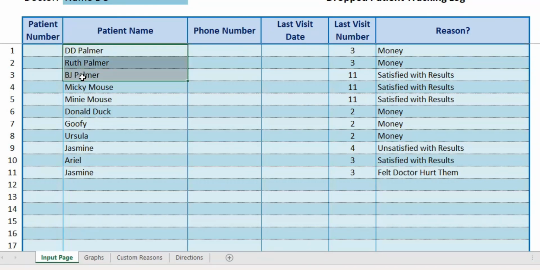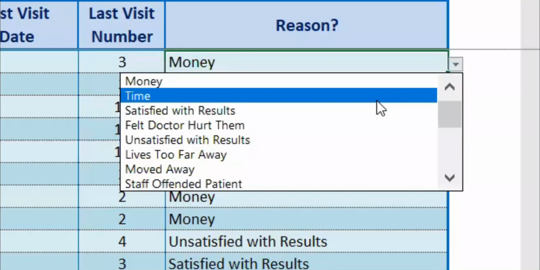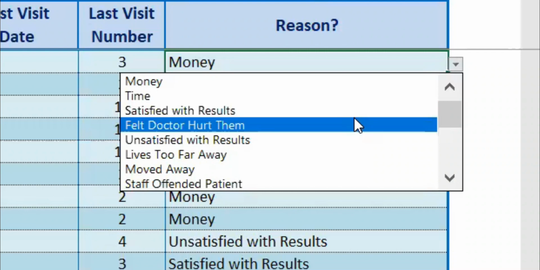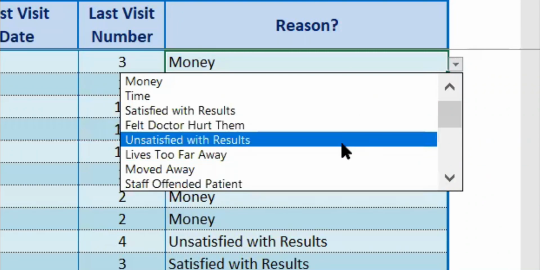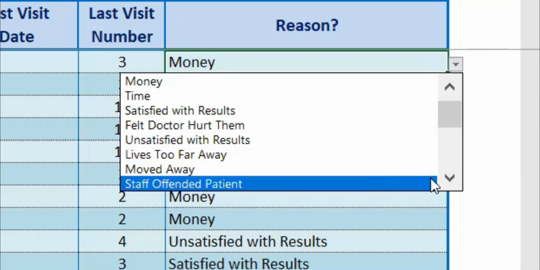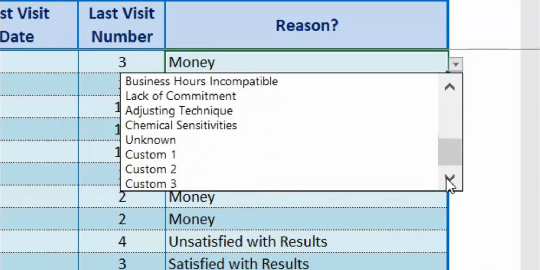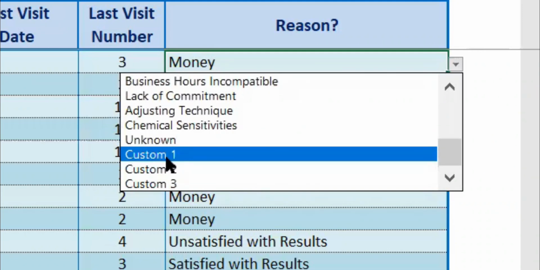You can see that we've got the Palmer family, and we also over here have the Disneyland family. And you can see the most important thing is Dee Palmer stopped on his third visit. Ruth Palmer stopped on her third. And the reason they stopped is because of money. Now you'll see when you click on that, there's money, time. They were satisfied with their results. They felt the doctor heard them. They were unsatisfied with their results. They lived too far away. They moved away. Staff offended patient, and all these other different reasons for people stopping, including 3 custom reasons.